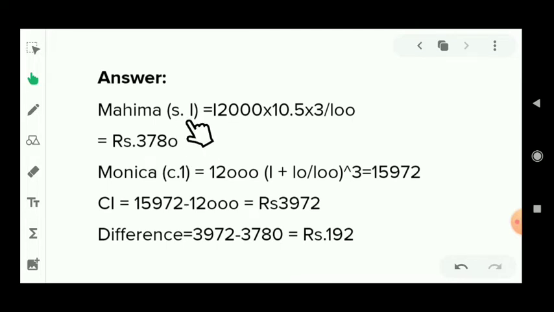For Mahima, as I told you, it will be simple interest. As you know, the formula of simple interest is P multiplied by R multiplied by T upon 100. So the principal's value is 12,000, the rate is 10.5% and time is 3 years, which is already given in the question, and it should be divided by 100. When we solve it, Mahima's value will be 3,780.